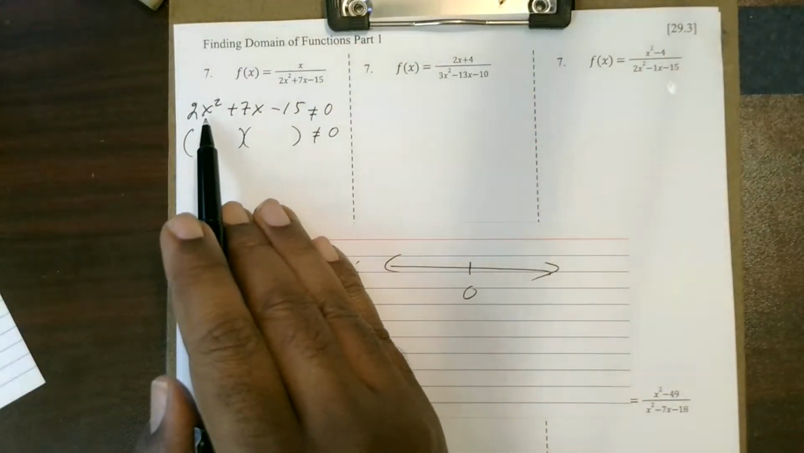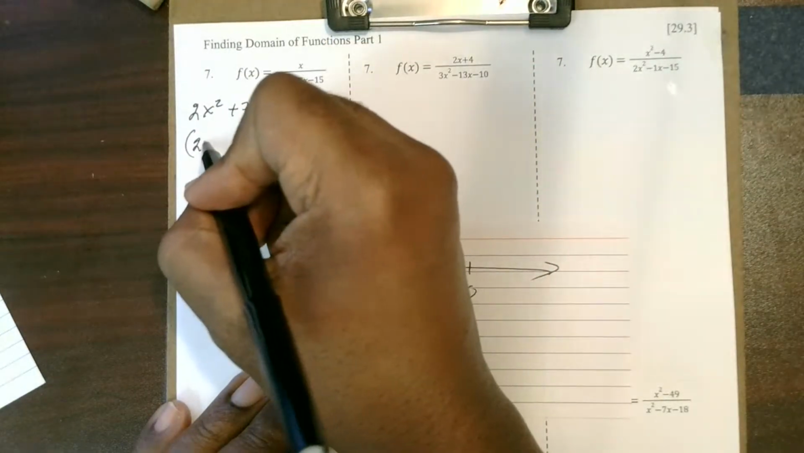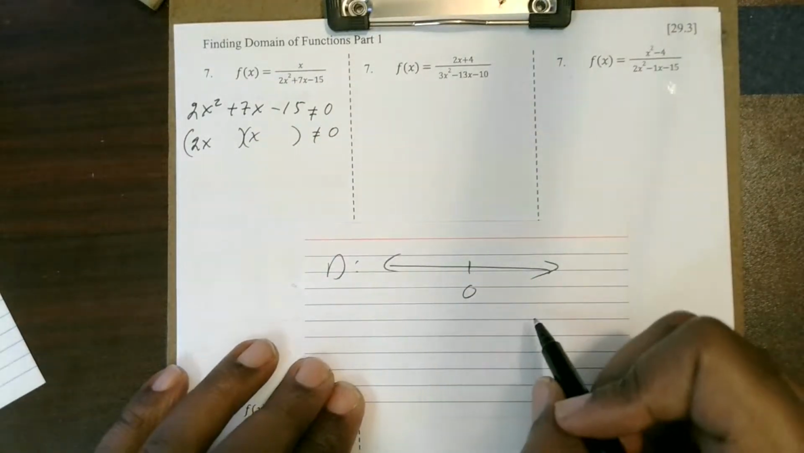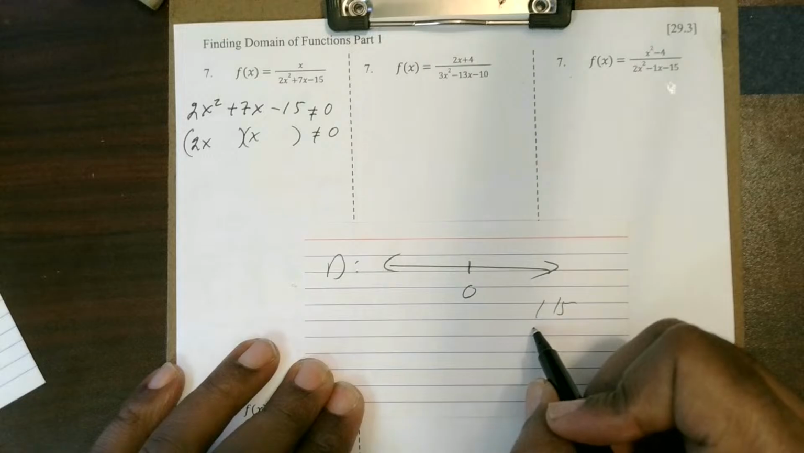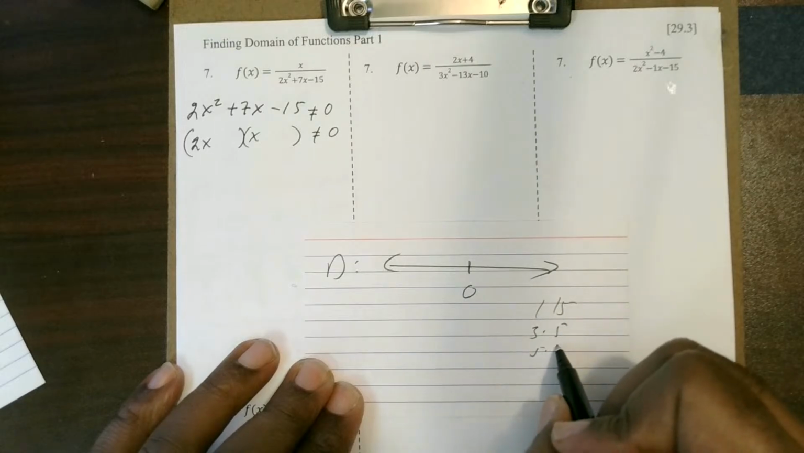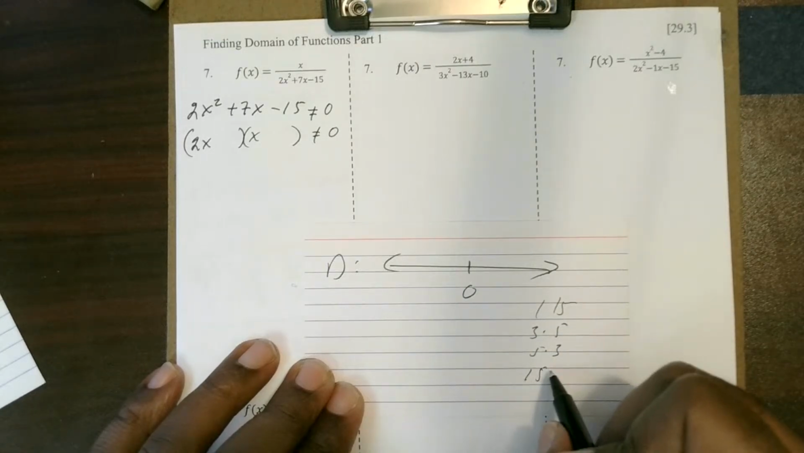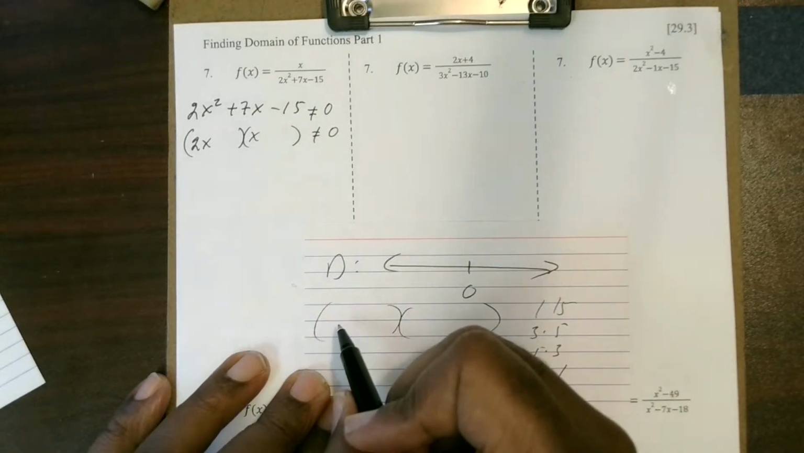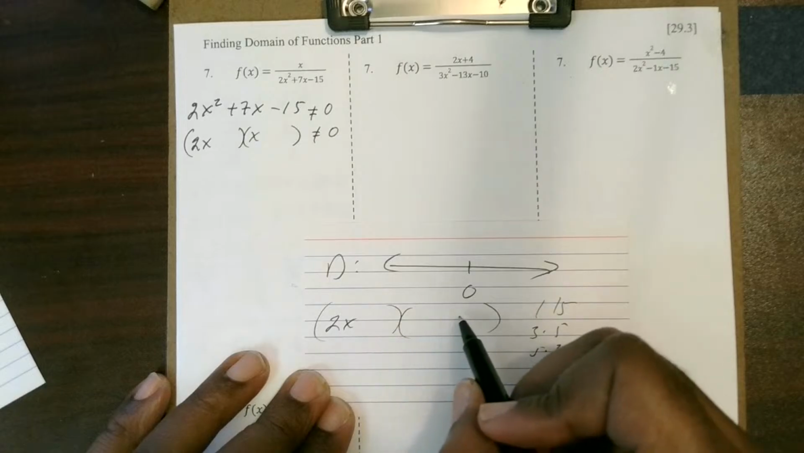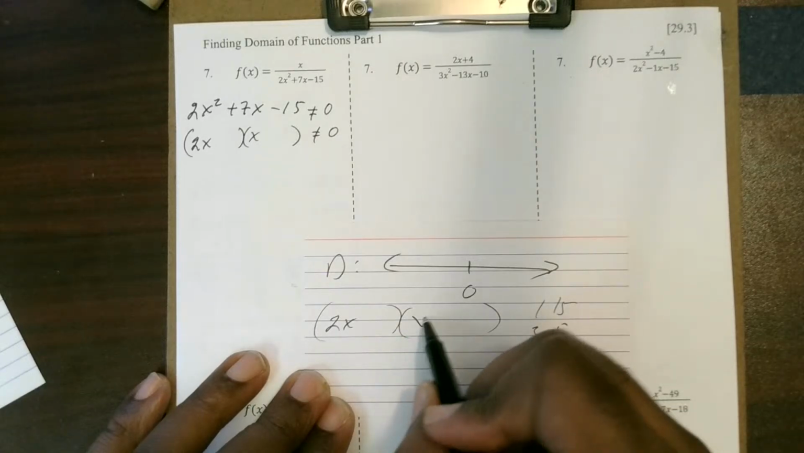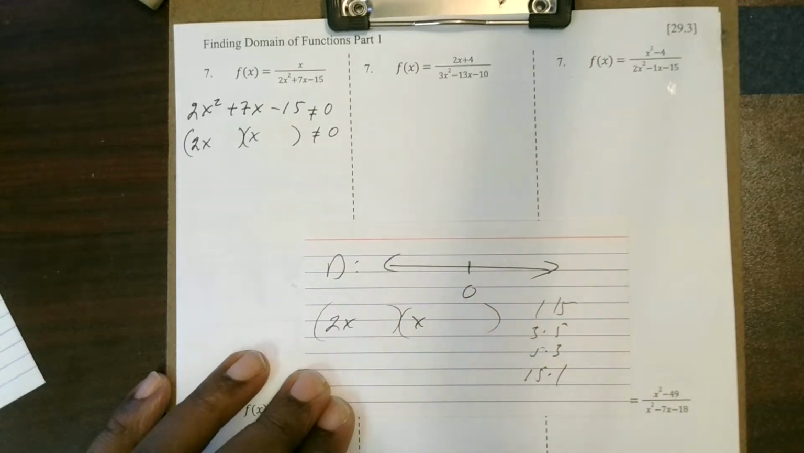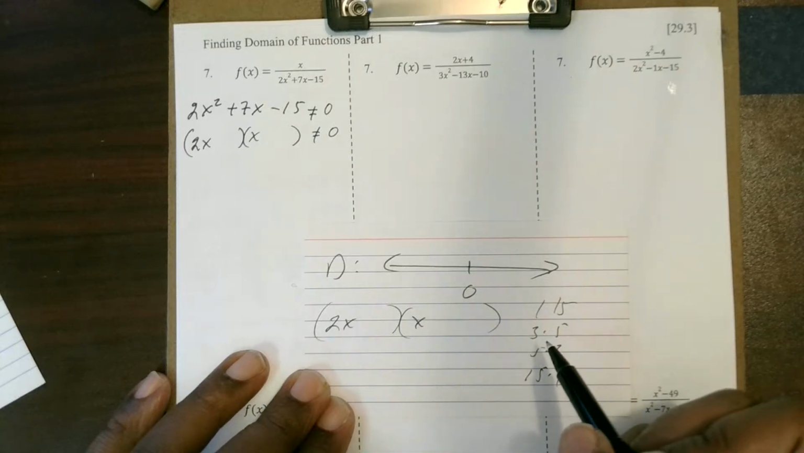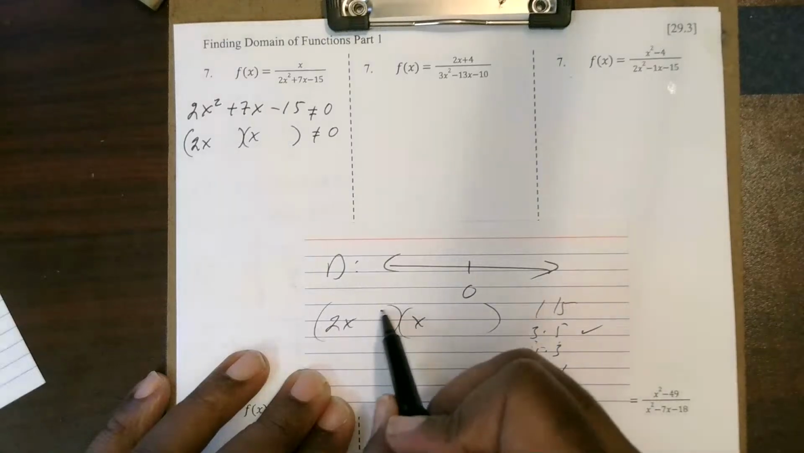So 2x squared, I'm going to assume that used to be 2x times x. Now, negative 15, there's lots of choices of that. That could have been 1 times 15, 3 times 5, 5 times 3, and 15 times 1. There's lots of choices there. So let's set up a few choices and see where we go. Let's try the 3 times 5, see if that works.